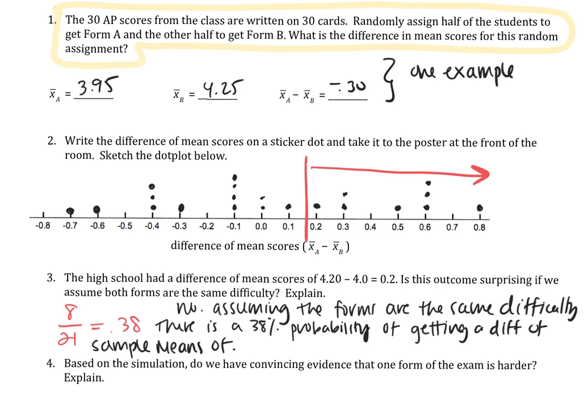Of 0.3, I'm sorry, why did I put 0.38? Of 0.2 or higher, purely by chance.